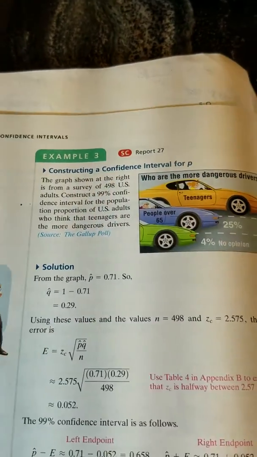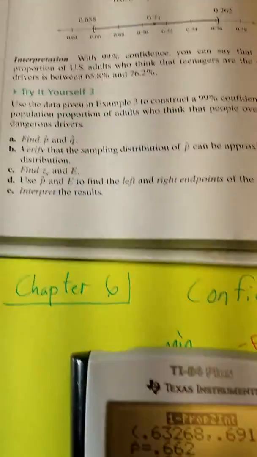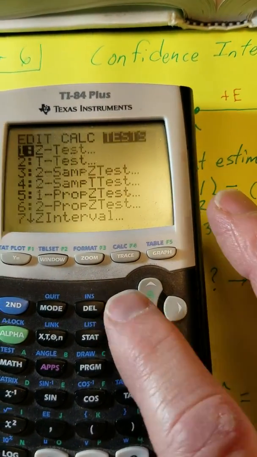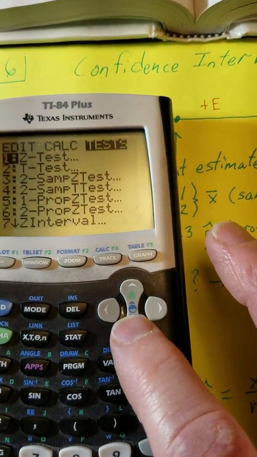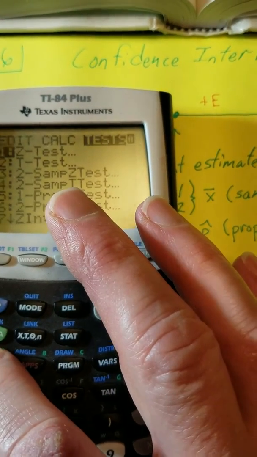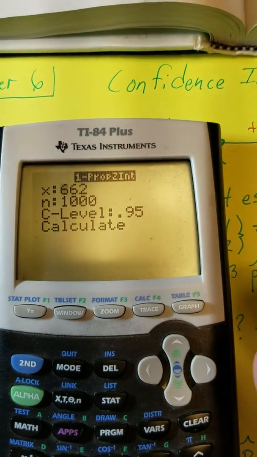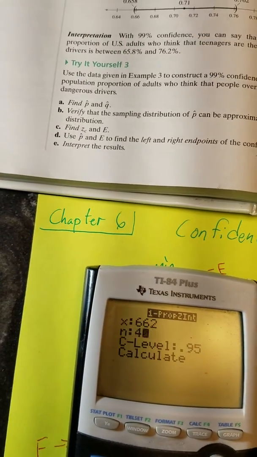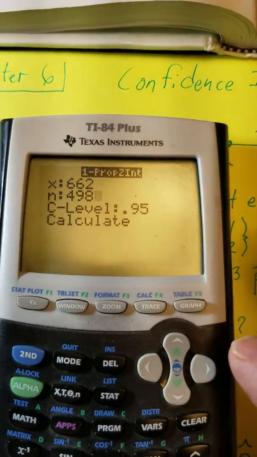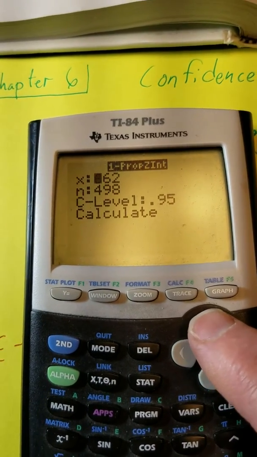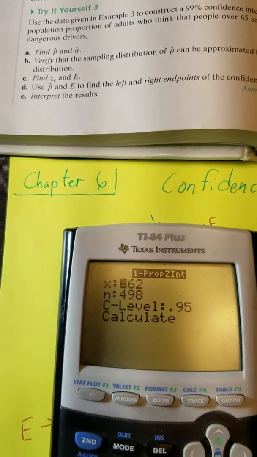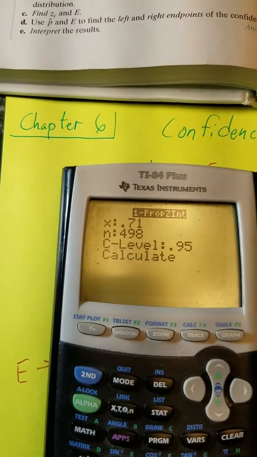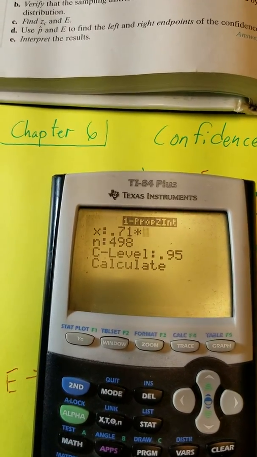Okay, so here's what we've got to do. We're going to go back to stat, test, and go down to A again. Now you can just hit alpha A if you want to. So 498, that's the total. Okay, now what about this? It was 0.71, right? 71% of that 498.